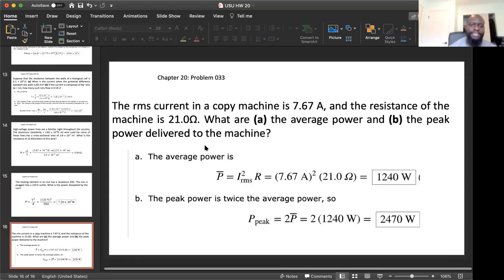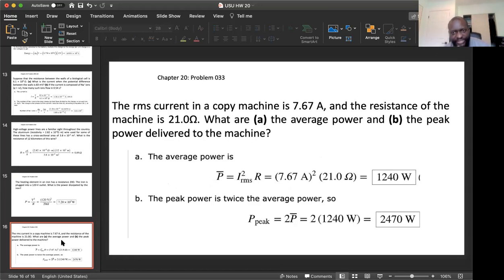Okay. And then the last problem says the RMS current in a copy machine is 7.67 amperes, and the resistance of the machine is given. What are the average power and the peak power? So average power is the square of RMS current times resistance. It's current times voltage, so it's I times IR, which becomes I squared times R. You're putting the voltage as IR. So I RMS times I RMS R, that's I squared R, to get your average power. And then the peak power is just twice the average power.